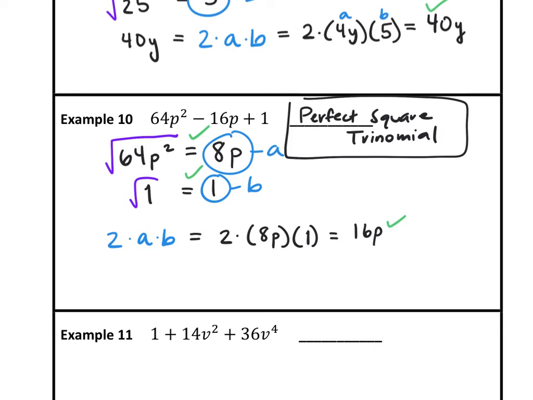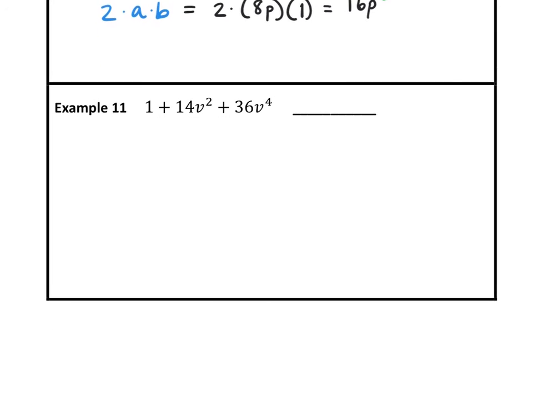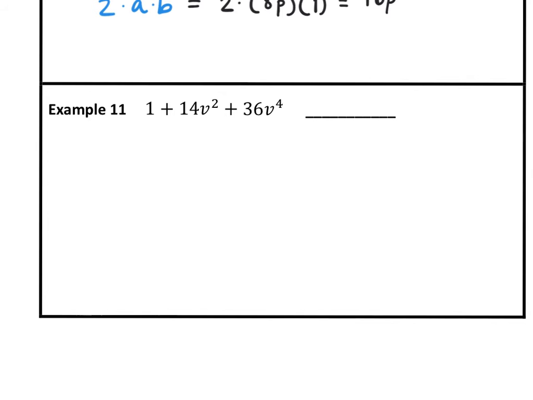All right, let's go to example 11. First term, can I take the square root of 1? Yes, it's 1. Can I take the square root of 36v to the 4th? The square root of 36 is 6. The square root of v to the 4th, remember the square root divides the exponent in half, so half of 4 is 2. So I got 2 check marks here.